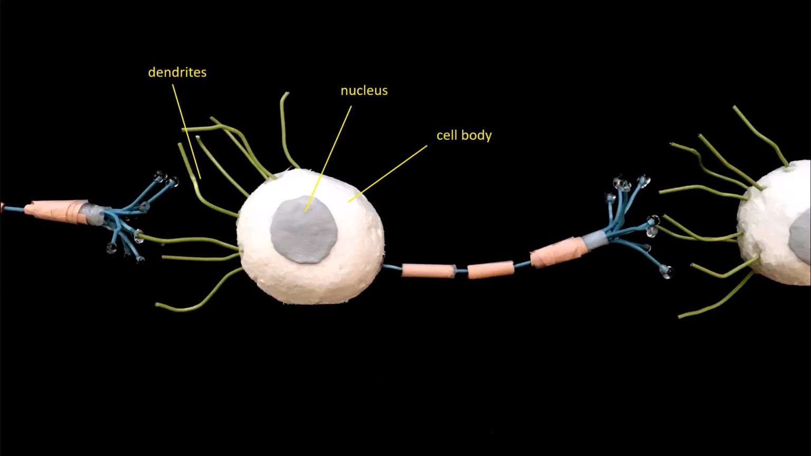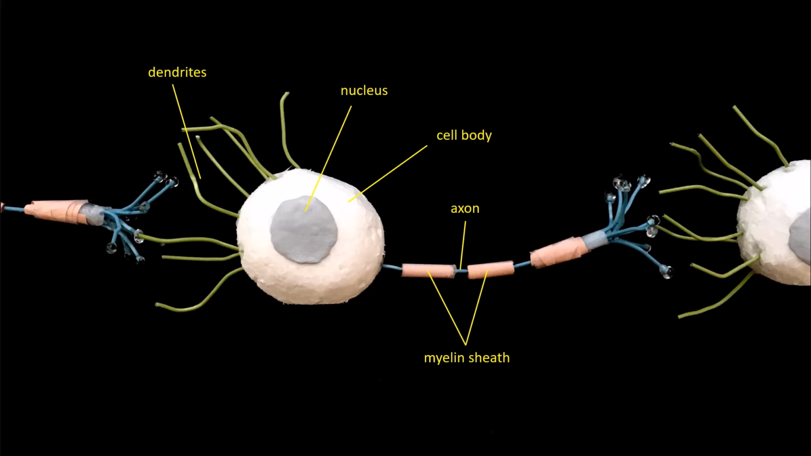The axon is a single long fiber that extends out of the cell body and passes information to other neurons or to muscles or glands. The axon is encased by segments of layered fatty tissue called the myelin sheath, which protects the axon and speeds up neural impulses. The gaps between the segments of myelin sheath are called the nodes of Ranvier.